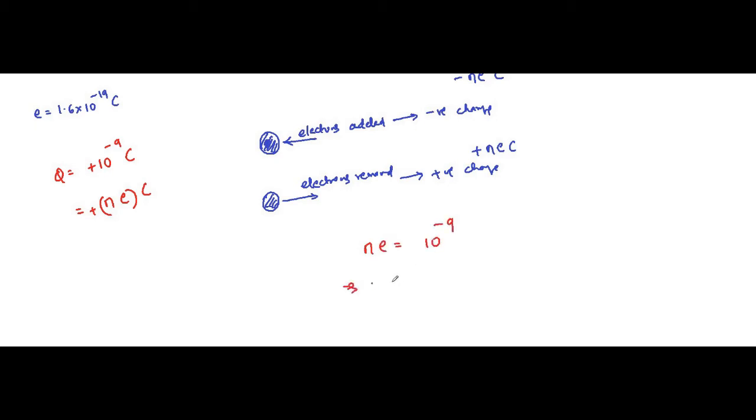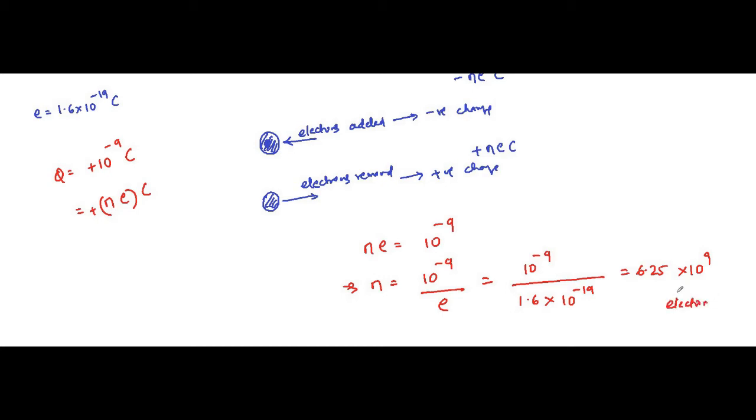That implies n is equal to 10 to the power minus 9 by e, which is equal to 10 to the power minus 9 by 1.6 into 10 to the power minus 19 coulomb. If we calculate it, it comes around 6.25 into 10 to the power 9 electrons.